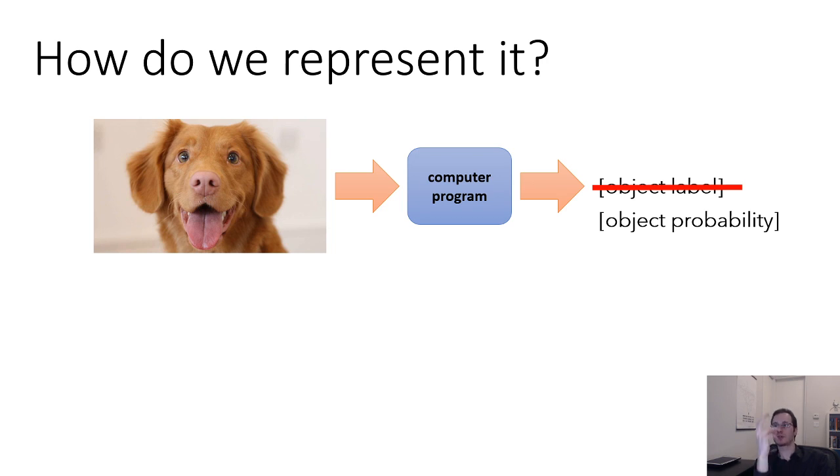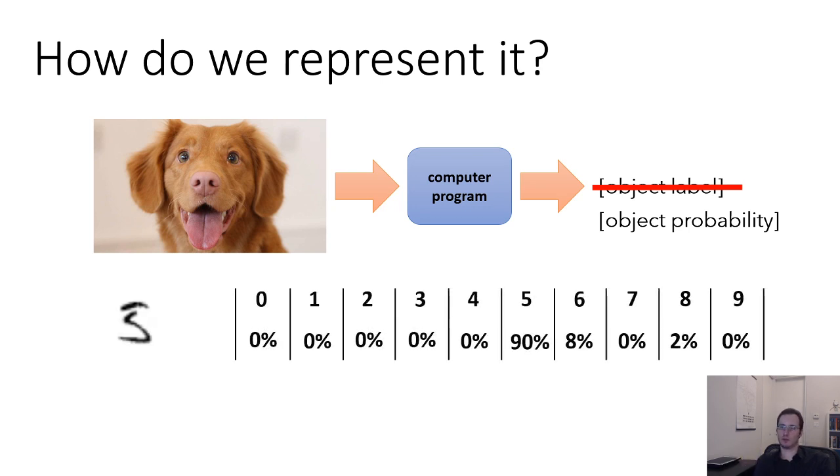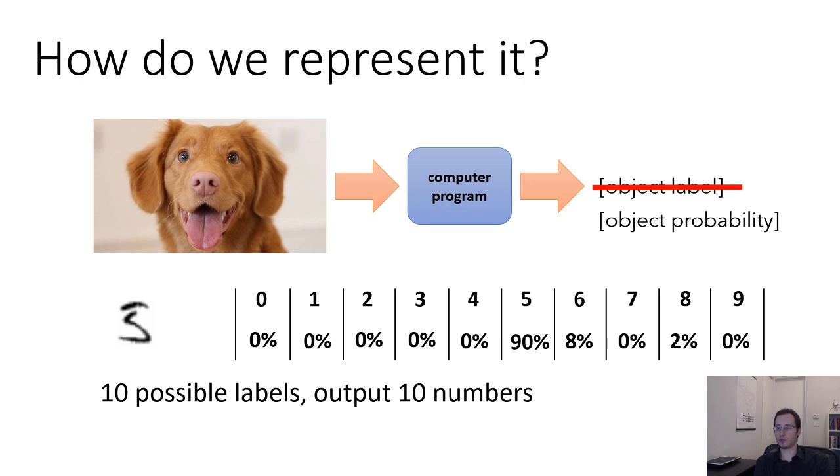And the first thing we have to choose is how we represent this computer program. What is that computer program, and what are the parameters in that program that we're going to learn? So we're going to take some picture and we're going to output this table of numbers representing the probability of every class. So if we have 10 possible labels, our program needs to output 10 numbers.